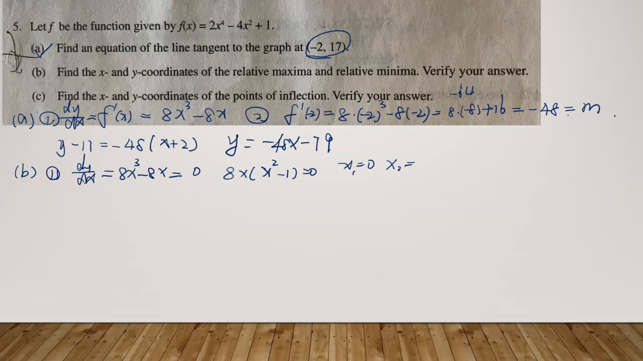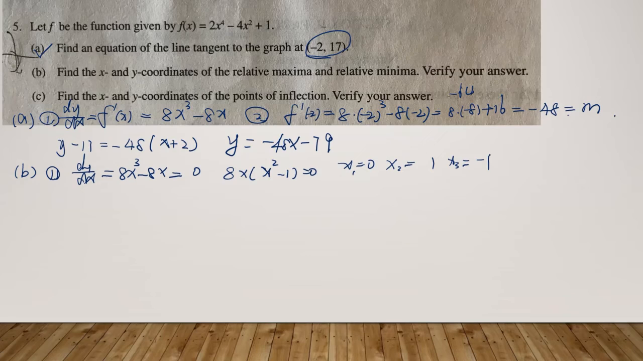It becomes x squared minus 1 equals 0. So x equals 0, or positive 1, or negative 1. So we have 3 x values: x equals 0, 1, and -1. The derivative is equal to 0 at all of them, so there are 3 critical points. Now we need to determine which one is the local maximum and which is the local minimum.